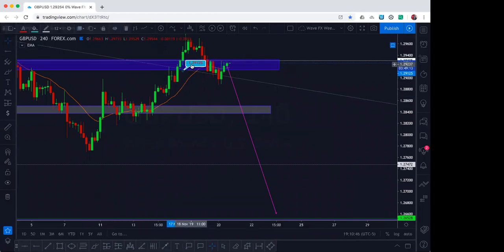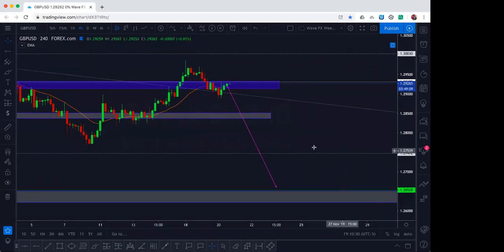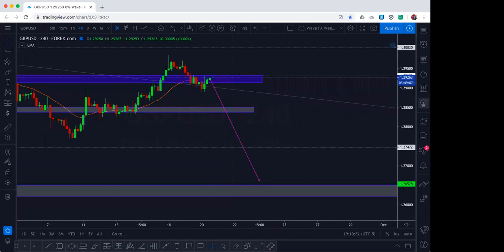Based on where we are now, your level to be looking at is, let me highlight this here just to pick up the price. We're now at 1.2931, 1.2930.